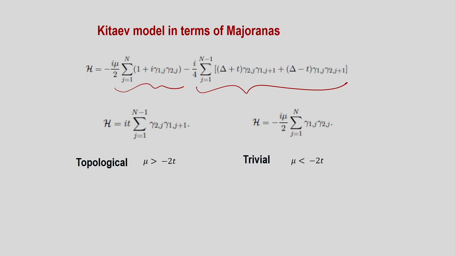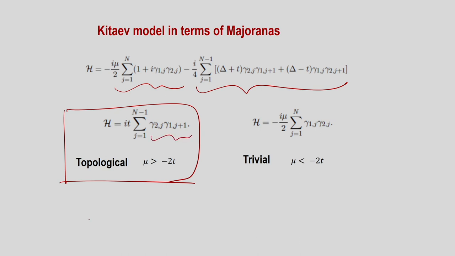Okay. Now this one would correspond to a topological phase, that is, if mu is greater than minus 2T, you have a Hamiltonian which looks like that, and the Hamiltonian for the trivial one will look like this. Okay. So you have a gamma 2j and a gamma 1,j+1, whereas a gamma 1j and a gamma 2j, and they come with different coefficients.